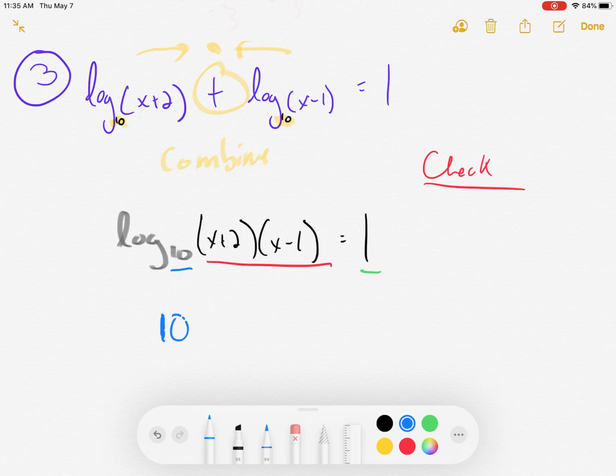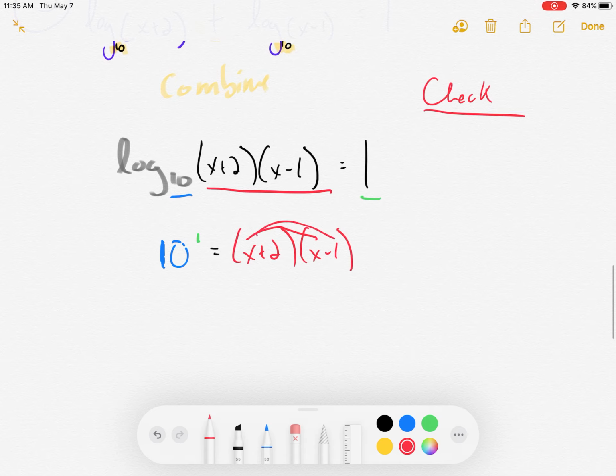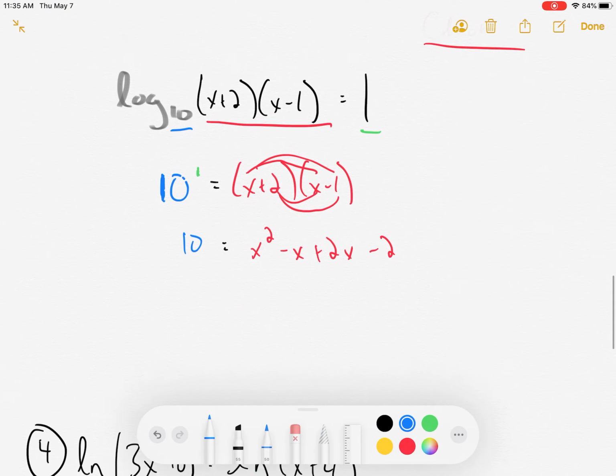10 to the first power equals x plus 2 times x minus 1. Now I need to FOIL out the right-hand side. So I'm going to go here, here, here, here. X squared minus x plus 2x minus 2. And that's going to equal 10 to the first power, which is 10.